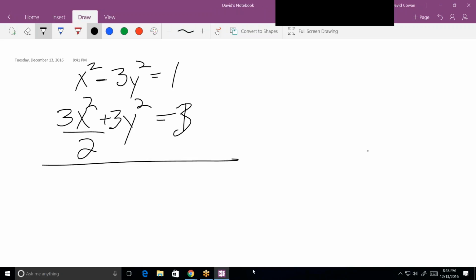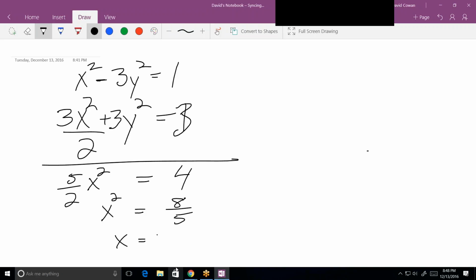Yes. So I got 1x squared and 3 halves x squared. That's 5 halves x squared equals 4. X squared equals 8 divided by 5. X equals plus or minus the square root of 8/5. So there's definitely an intersection point. Two places on the x-axis.